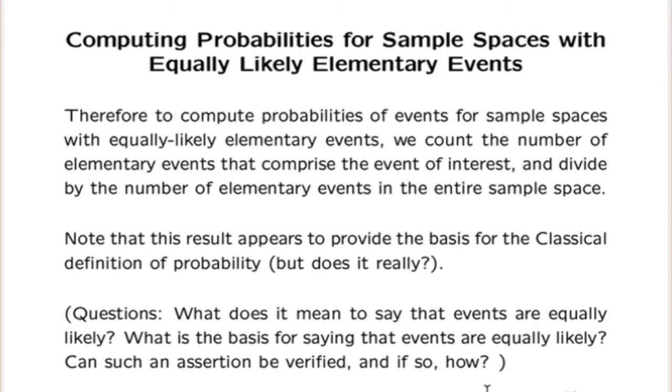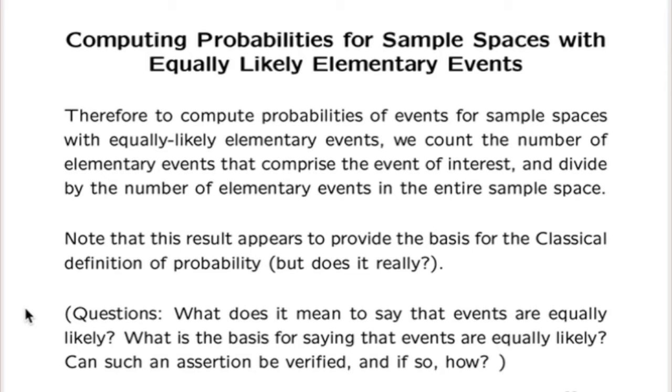Now, note that this result appears to provide the basis for the classical definition of probability, because what did we say the classical probability was equal to? Well, we defined it as the number of ways that an event can occur divided by the total number of outcomes possible. All right, and so that's the same formula. But does this provide the basis for the classical definition? So think about that. And here are some things to guide you in your thinking. What does it mean to say that events are equally likely? What is the basis for saying that events are equally likely? Can such an assertion be verified, and if so, how?